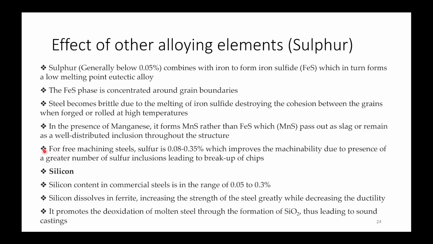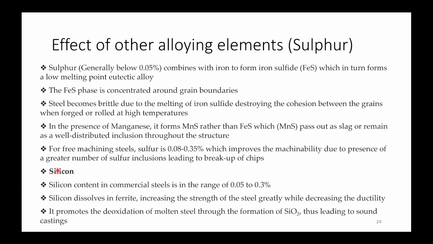And for free machining steel, sulfur is added up to 0.08 to 0.35%, which improves the machinability due to the presence of a greater number of sulfur inclusions, leading to breakup of chips.